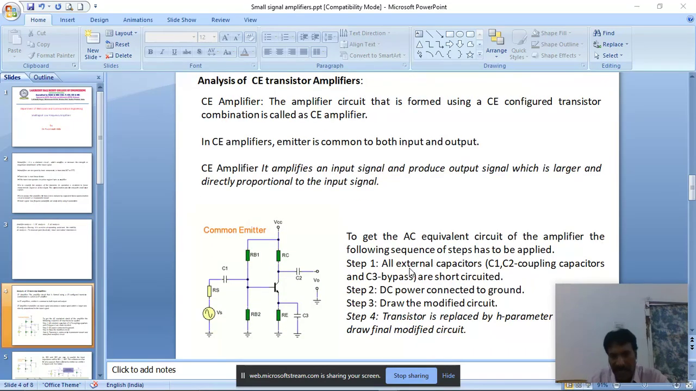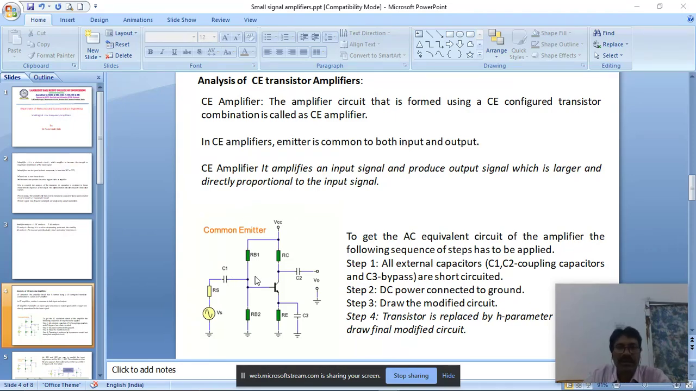Analysis of the CE amplifier. The CE amplifier is designed by using a CE configured transistor. In a CE configured transistor, the emitter is common to input and output. The CE amplifier is used to amplify a weak input signal and produces an output whose amplitude is larger than the input signal. The CE amplifier circuit is shown in the figure.